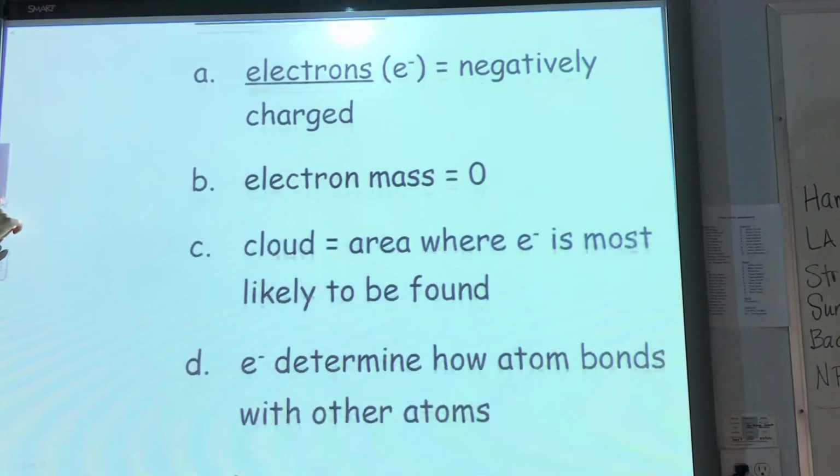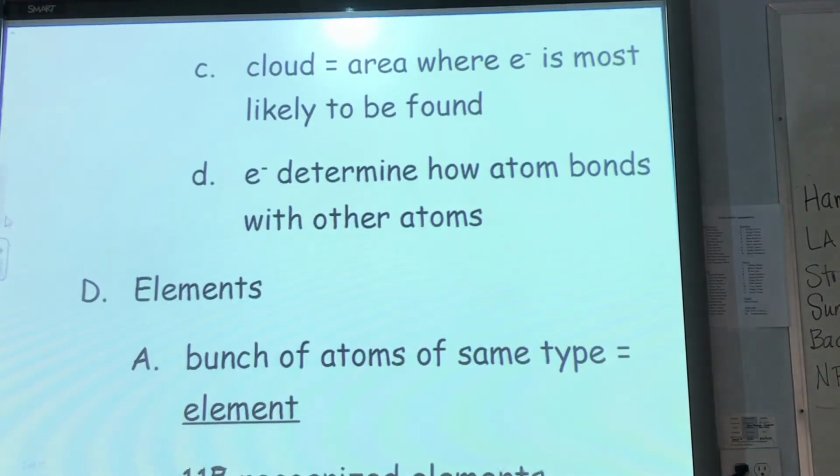What is the cloud? Well, the cloud is the area where an electron is most likely to be found. And why do we say it so ambiguously like that? Thanks for asking. We say it that way because we cannot determine the exact location of an electron. The best microscope that we have to see things that are really, really, really small, and atoms are really, really, really small, is a scanning electron microscope. And that microscope shoots a beam of electrons at the object you're trying to see.